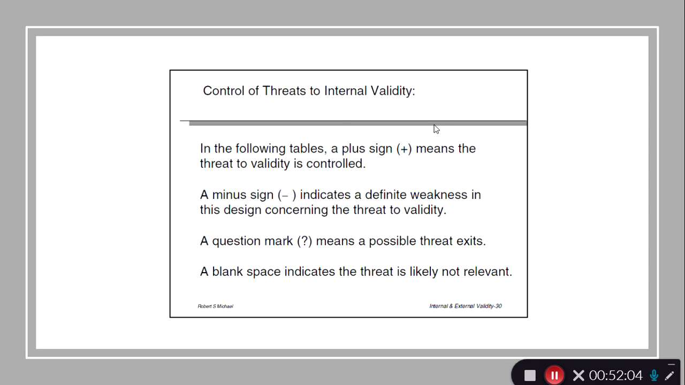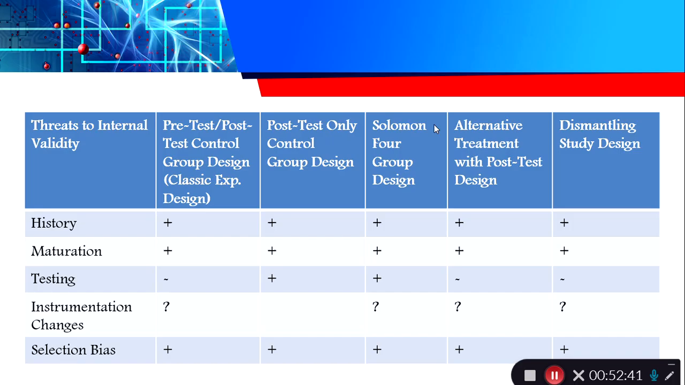So on the next slide, there's a table that I've put together to help you remember all of the various threats to internal validity and which ones are associated with which type of experimental design. In the following table, if you see a plus sign, this means that the threat to validity is controlled for. If it's a minus, it indicates a weakness in this design concerning the threat to validity. A question mark indicates that it could potentially be a possible threat, and a blank space indicates that the threat is likely not relevant to that particular design. So here is the table.